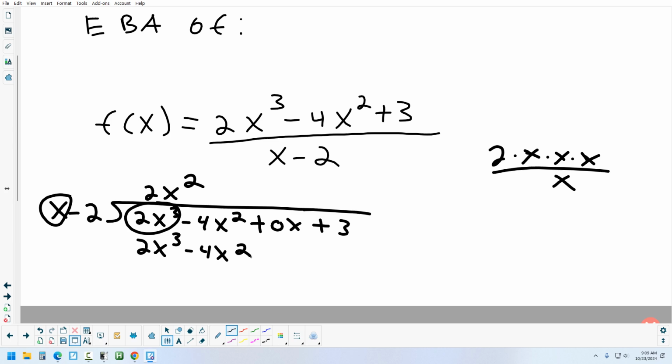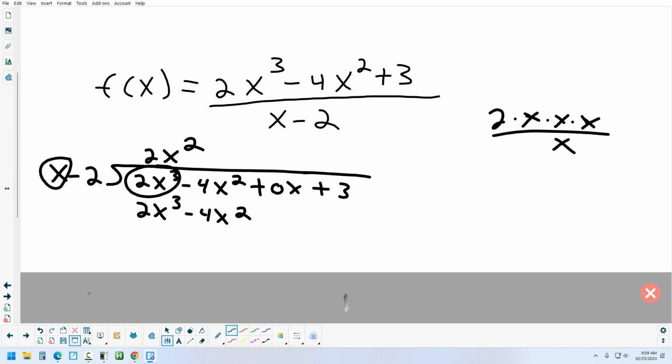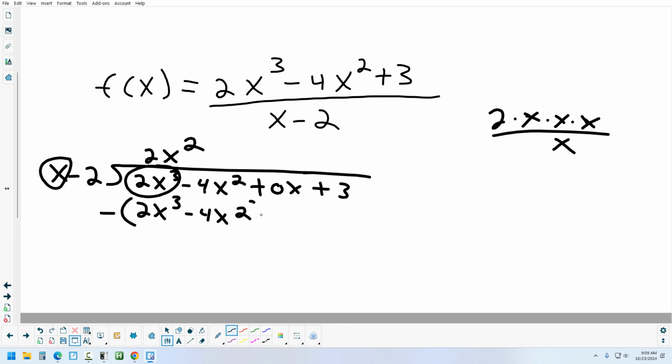And now we've got some columns. And what do we do with the columns? Subtract. Okay. What's 2x cubed minus 2x cubed? That's gone. What's negative 4x squared minus negative 4x squared? 0. Yeah, that's also gone. So those both cancel. That usually doesn't happen, but it did here. So now we bring down the next term. Actually, we can bring both down if you want.